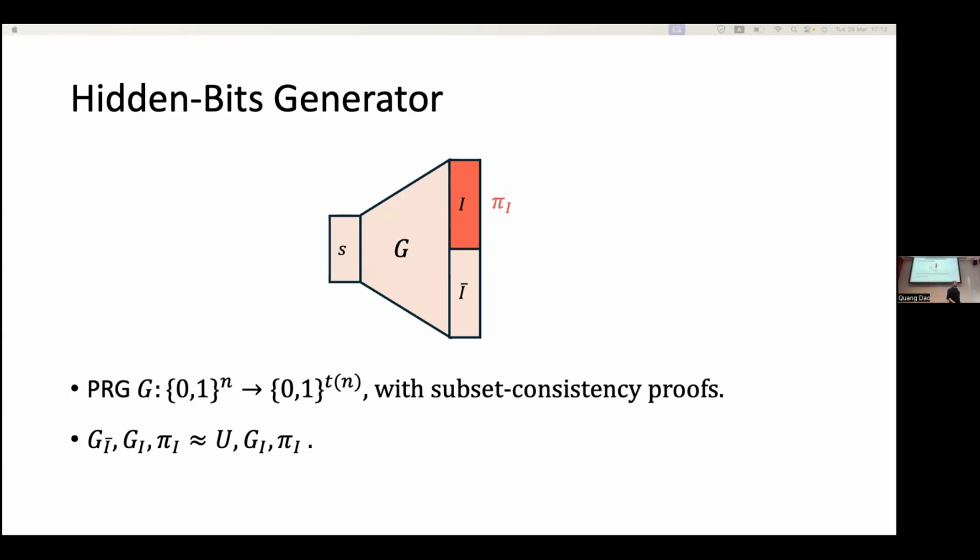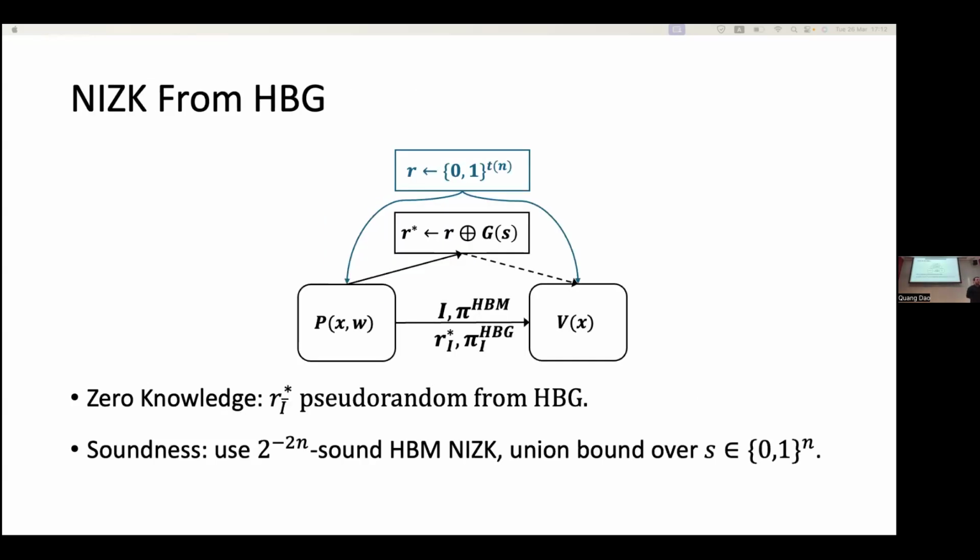So in your construction, who gets to pick the s? So that's a good point, and we are going to talk about it in a moment. Before that, I just want to say regarding zero knowledge: intuitively, this is zero knowledge because of the property of the hidden bits generator, that all the hidden bits are pseudo-random. Because the bits that we did not reveal are pseudo-random, we expect it to behave, informally, like the hidden bits model.